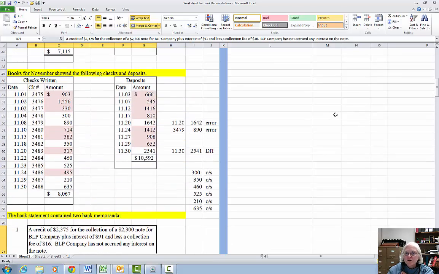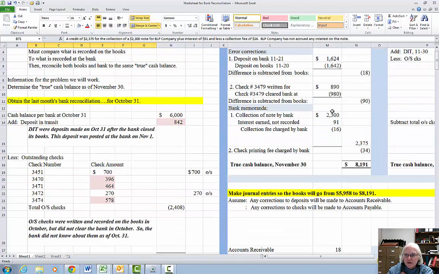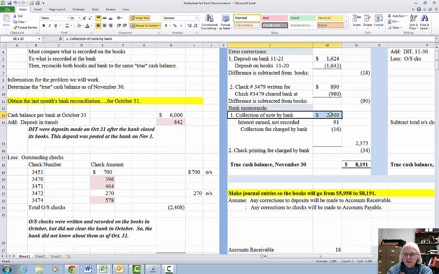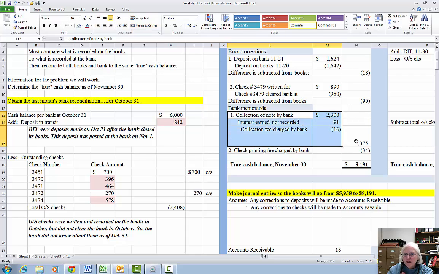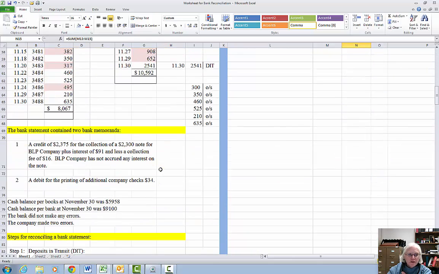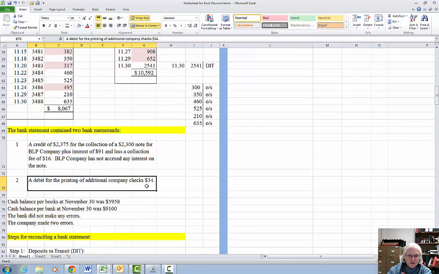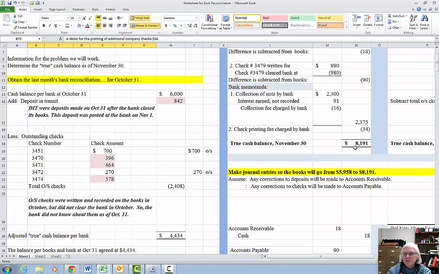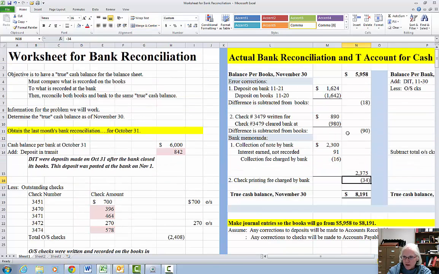Okay, so let's go up here and kind of look at what we're going to do. We're going to collect the money, add the interest, subtract the fee, and a net of $23.75 is going to get added to the bank account. The second memoranda is for printing checks for $34. So the bank charged us or debited our account for $34 from the bank's perspective. And we're going to subtract that from our bank balance.